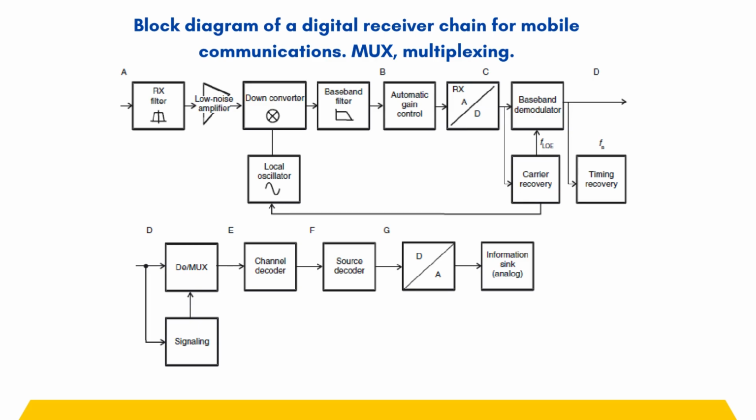The source decoder is the final stage of the receiver, where it reconstructs the source signal from the rules of source coding. If the source data are digital, the output signal is transferred to the data sink. Otherwise, the data are transferred to the digital to analog converter, which converts the transmitted information into an analog signal and hands it over to the information sink.